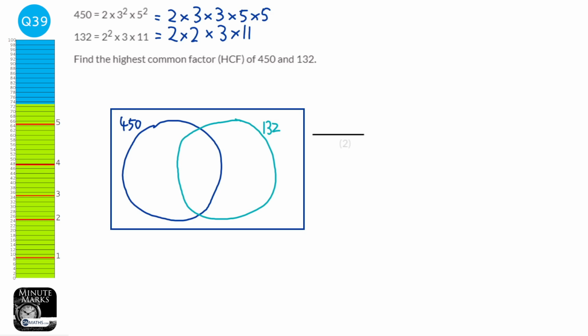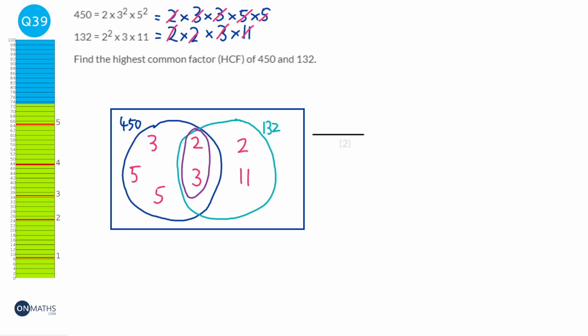Looking at the prime factors at the top, we can see they both have a 2 in them, so I cross them both out and put 2 in the middle. We can see they both have a 3 in them, so cross those 3's out and put 3 in the middle. Then 450 has a 3, a 5 and a 5, and 132 has the 2 and the 11. So to find the highest common factor, you multiply all the numbers in the middle, and so the highest common factor will be 6.